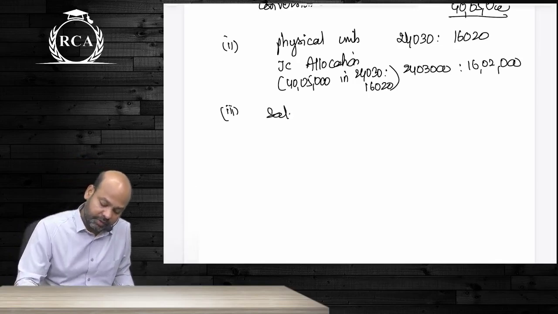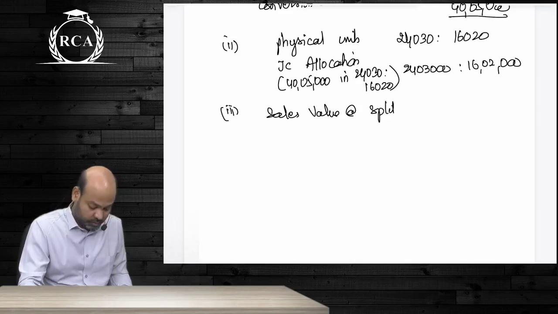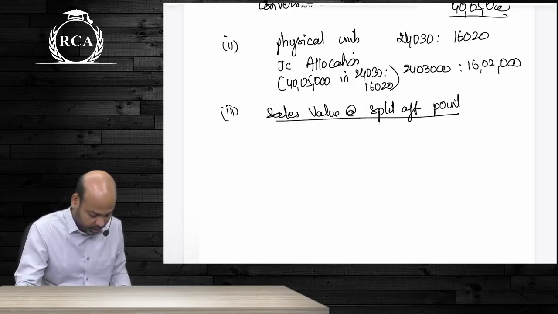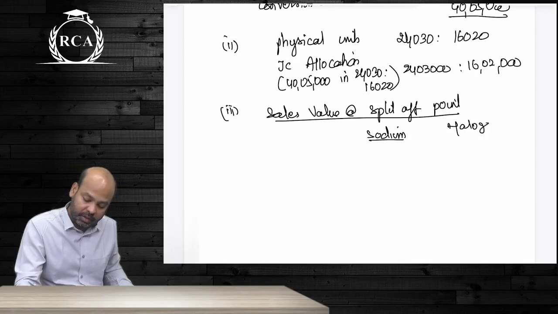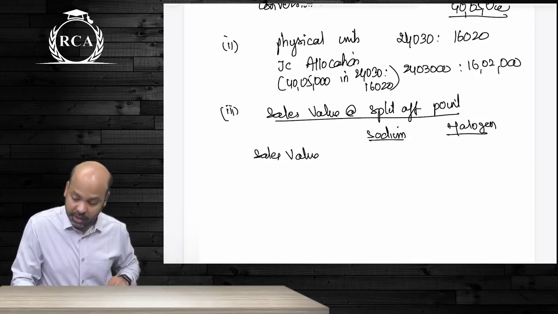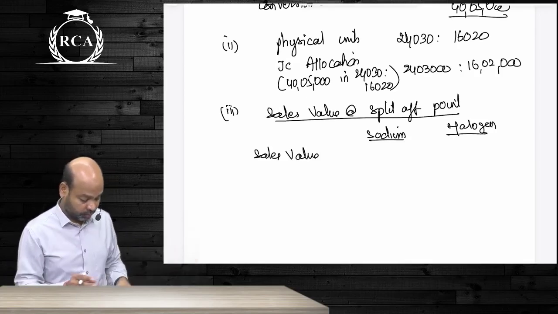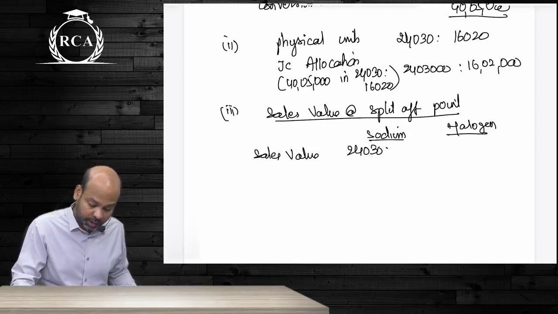Then guys, sales value at split off point. Two products, sodium hydroxide and halogen. The question gives it, beta: how much is the sales value? You will sell 24,030 tons, guys, at a price of how much per ton? 24,030 guys into 100, that will be 2 crore.